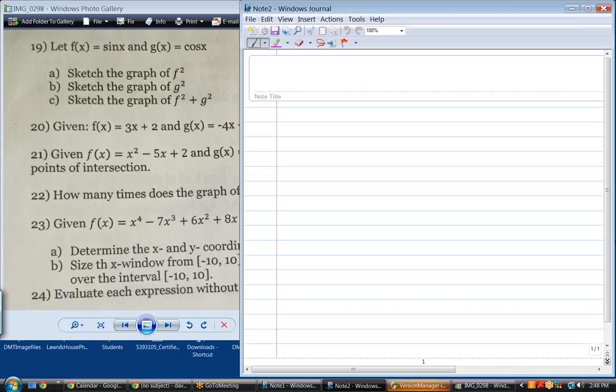If f of x is sine x, graph f squared. Are you supposed to be able to do all this without a calculator? No, I think she says we can. I think she says in the beginning. Yeah, because I'm not sure that most people are taught how to graph sine squared.